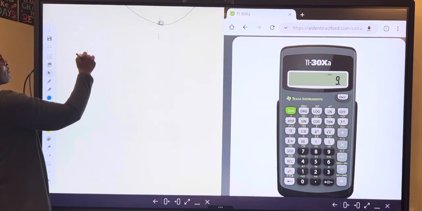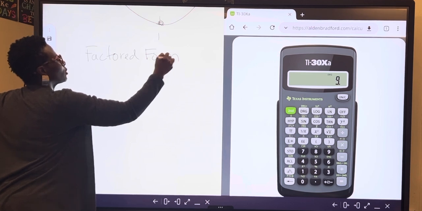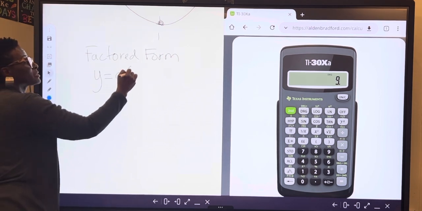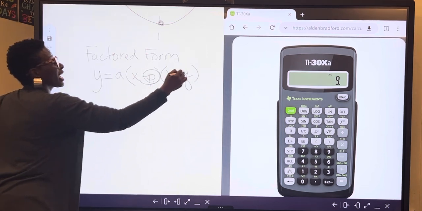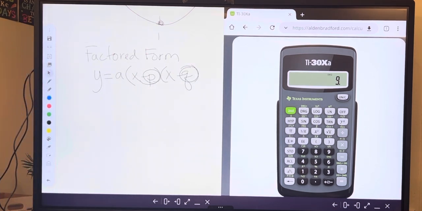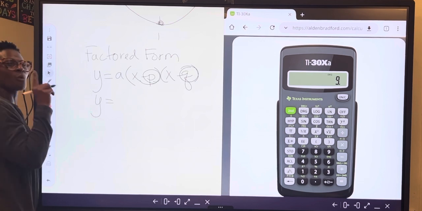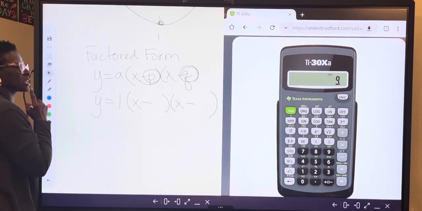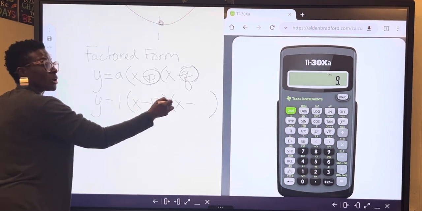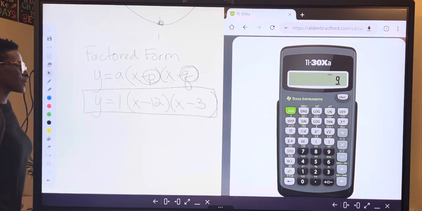What is factor form of a function? Y equals A times (X minus P) times (X minus Q), where P and Q are your roots. What were our roots that we just found? 3 and 12. 12 and 3. So help me out. Y equals, what was our A? 1. Y equals 1 times (X minus) (X minus). What was this one? 12. And what's this one? 3.